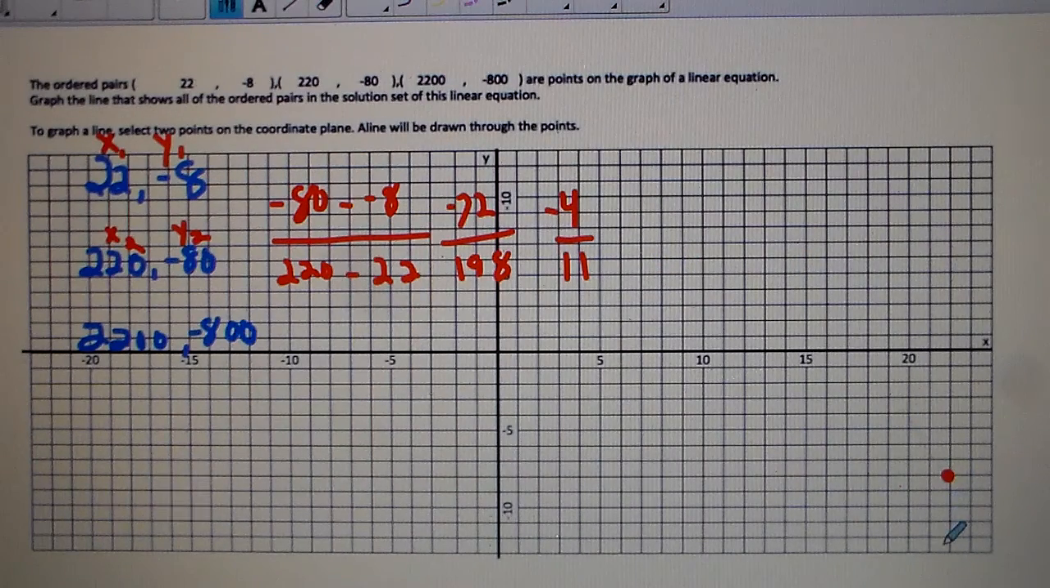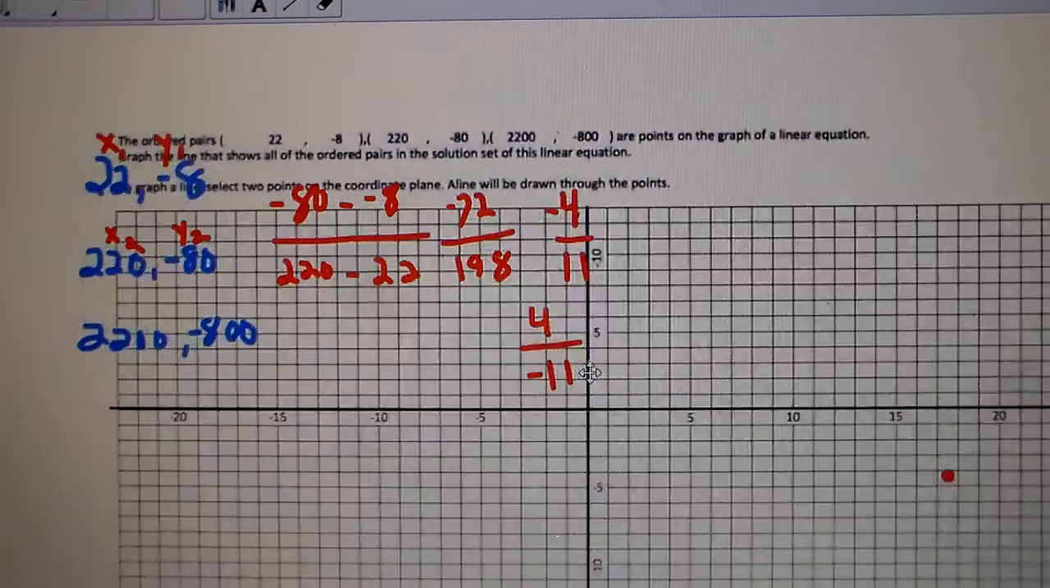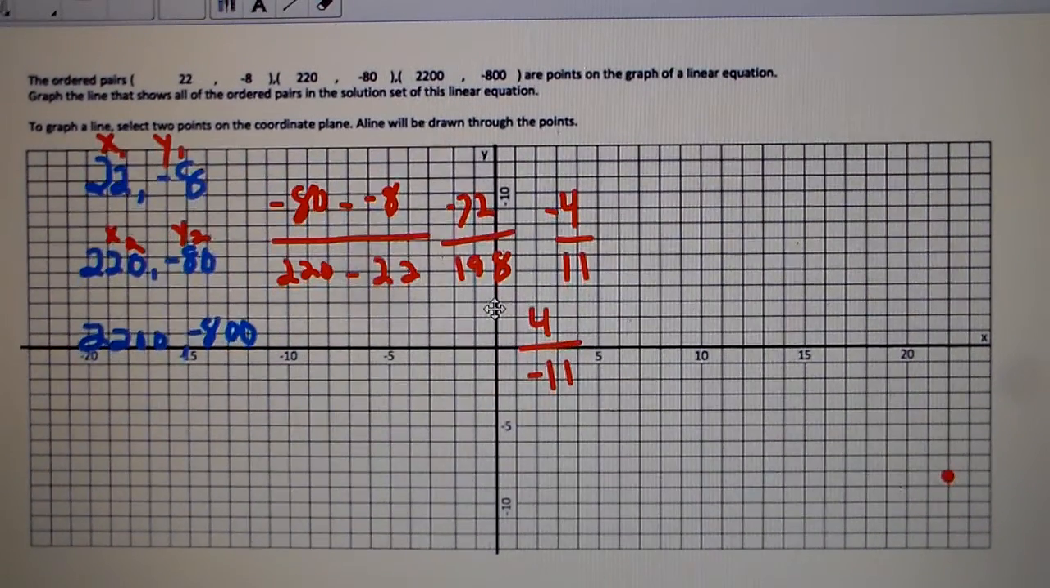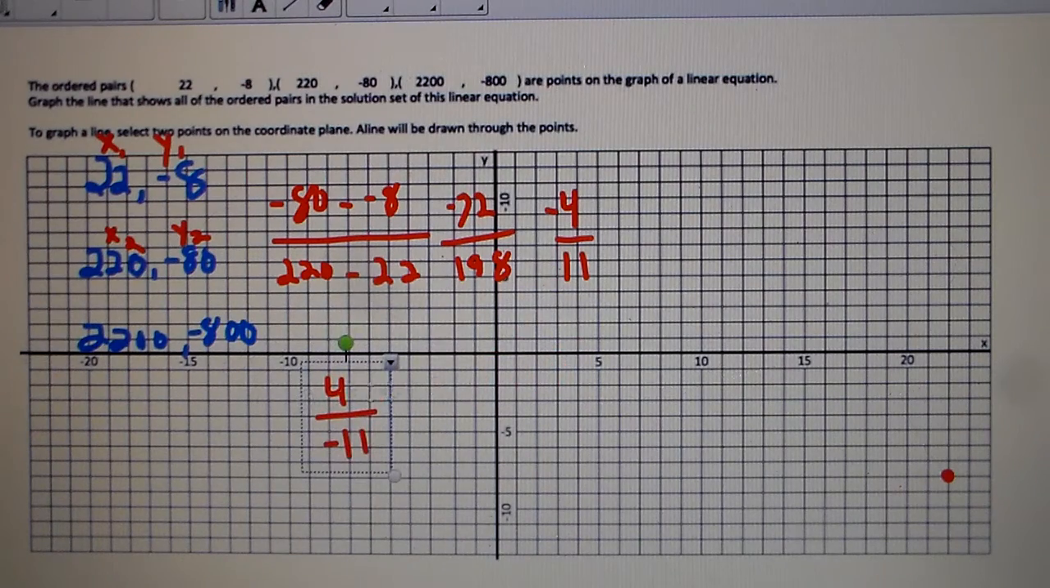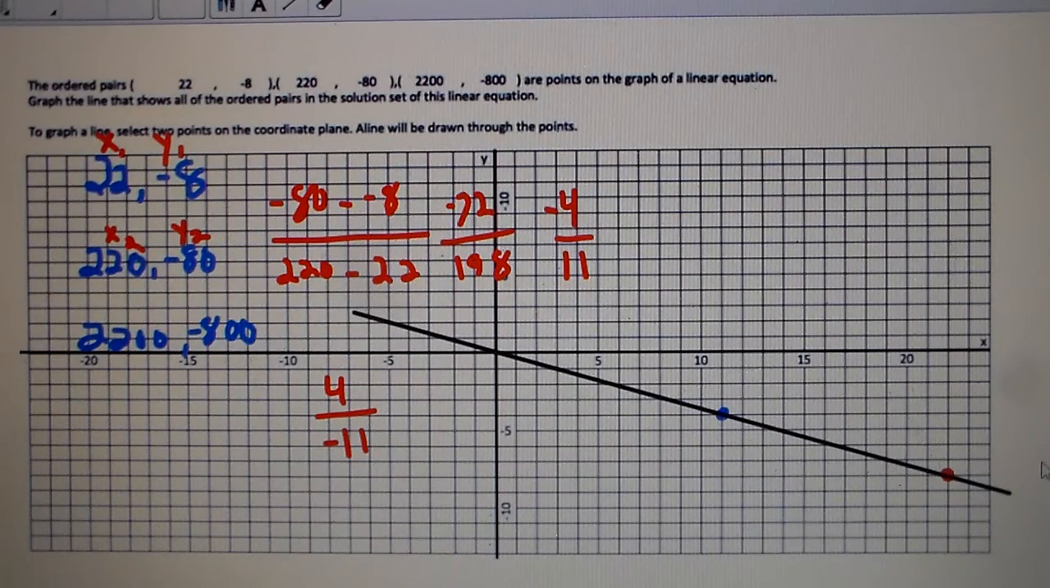So if we go down 4 to the right 11, we're off the graph. So -4 over 11 won't work. However, you can move that negative to the bottom. So we get 4 over -11. From that red dot, we could go up 4, 1, 2, 3, 4, and to the left 11, and plot a coordinate right there. Connect those two coordinates. We know our slope is negative, hence why we have a negative line. Let me graph that line on the graph that's given.